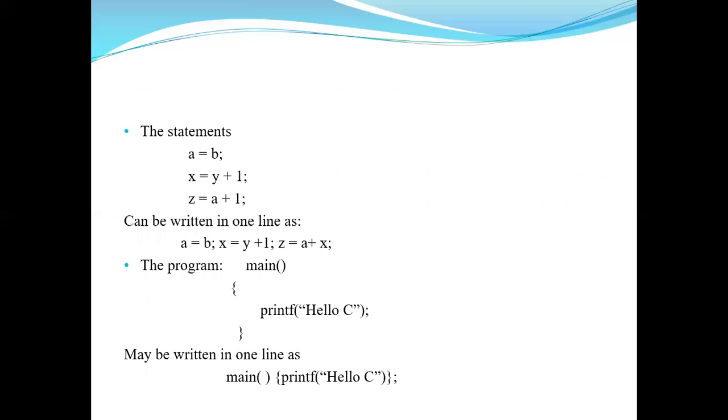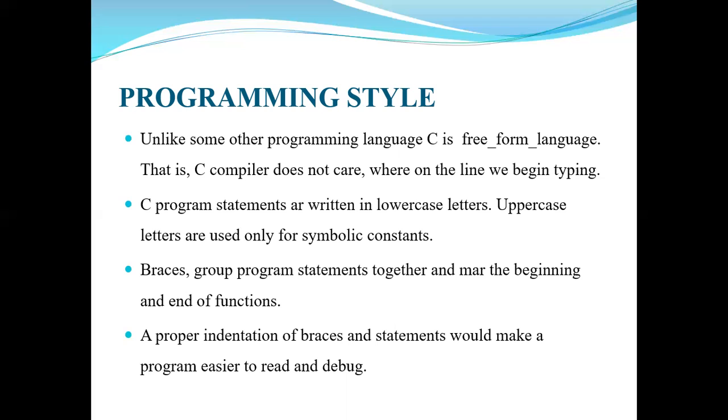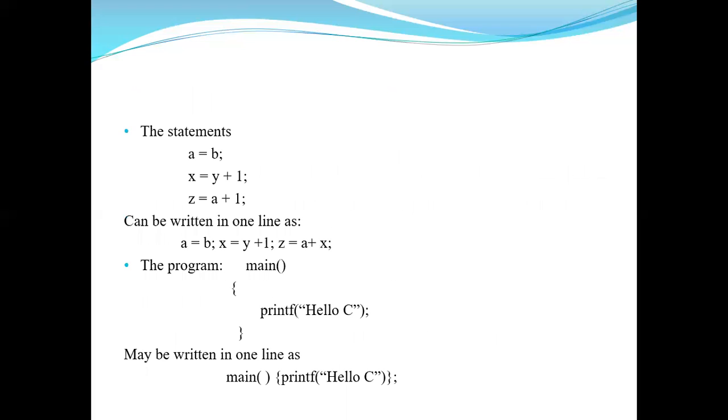C is a free-form language. We can group the statements together on one line. For example, the statements a = b; x = y + 1; z = a + 1; can be written on one line as a = b; x = y + 1; z = a + 1; So you can group the statements separated by semicolons.